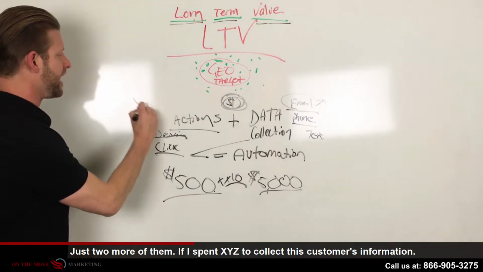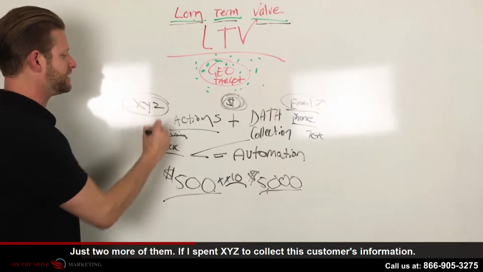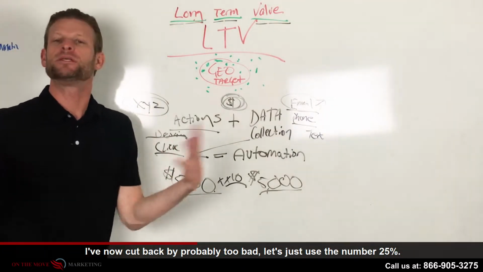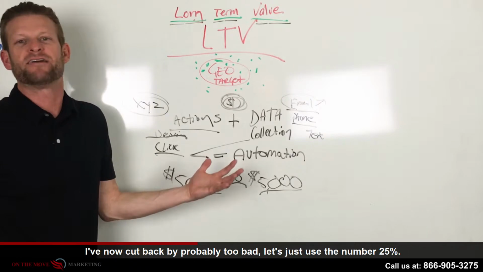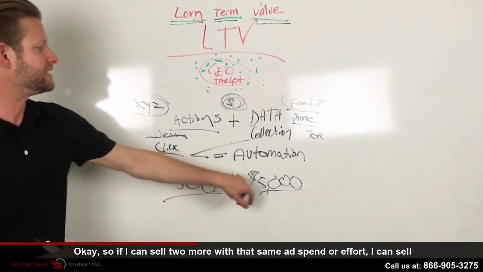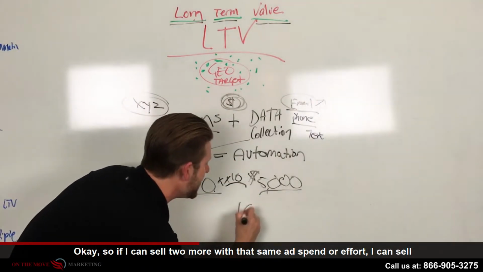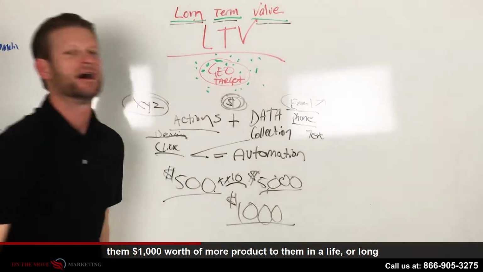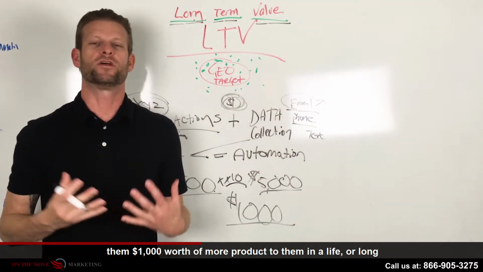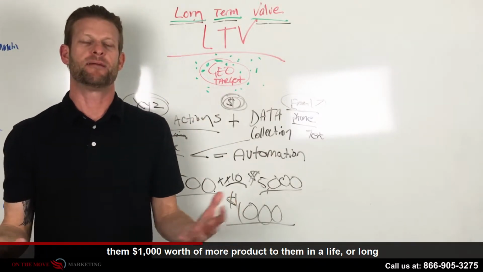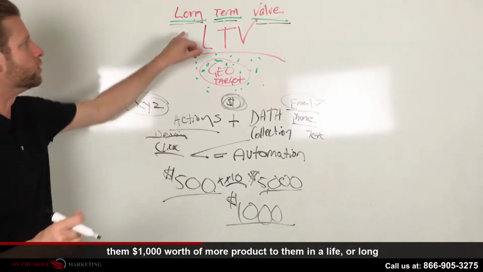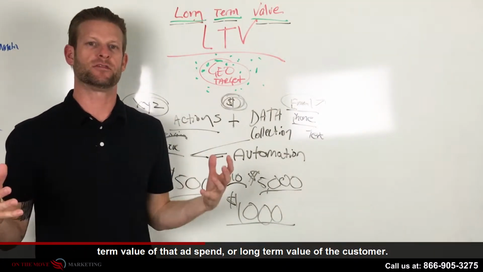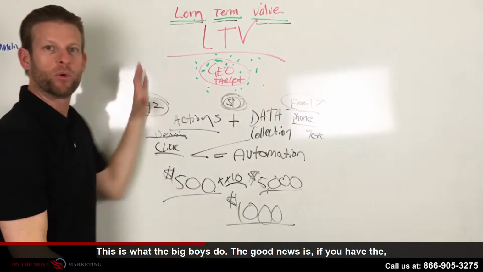If I spent XYZ to collect this customer's information, I've now cut that cost by probably, let's just use the number, 25%. So if I can sell 2 more with that same ad spend or effort, I can sell $1,000 worth more product to them in the long-term value of that ad spend, or long-term value of the customer. This is what the big boys do.